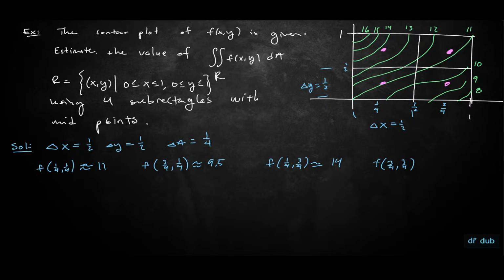Wow, I lost the audio again. I would say f of (3/4, 3/4) is about 11. So basically what we're doing is we're having to estimate the function values at these midpoints because we only have contours. And so we're kind of saying, okay, I think the function value is approximately this value here. So we're going to estimate this double integral over this rectangle [0, 1] by [0, 1] by using these 4 subrectangles with midpoints. So we have to estimate the function values from the contours instead of explicitly calculating them because we don't really have f of x, y given.